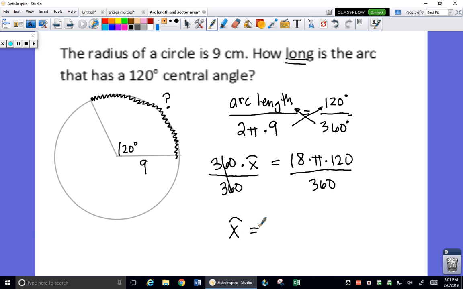So the arc length, I'm going to multiply 18 times 120 and divide it by 360. Hopefully it's a whole number. And it is. So that arc length is 6 pi centimeters long. So if I times that by pi, that can be approximately 18.85, which would be a good approximation for this arc length.